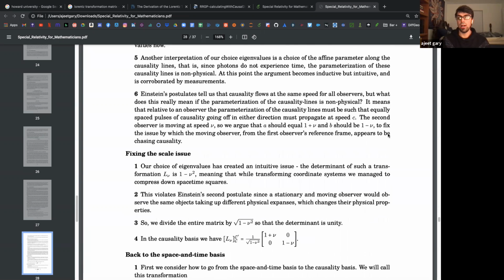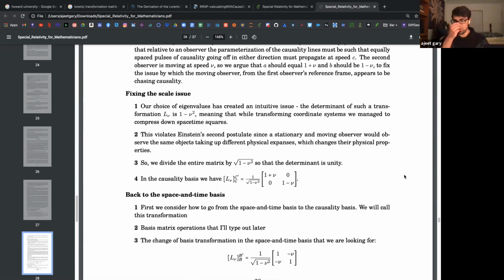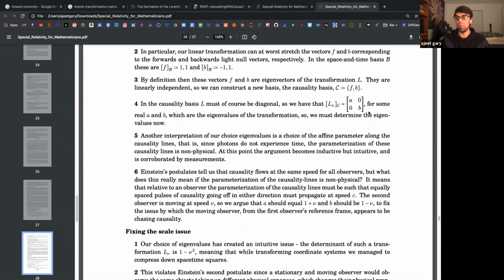Okay, great. We have one more issue to handle, though: what's the determinant of that matrix? If A is 1 plus nu and B is 1 minus nu, then the determinant of that matrix is 1 minus nu squared.